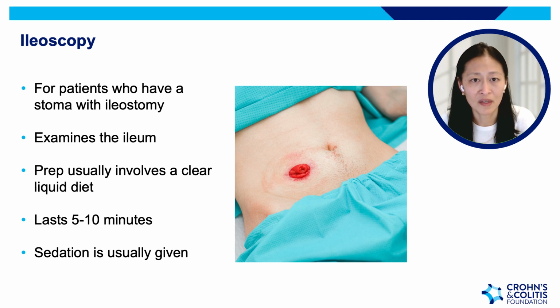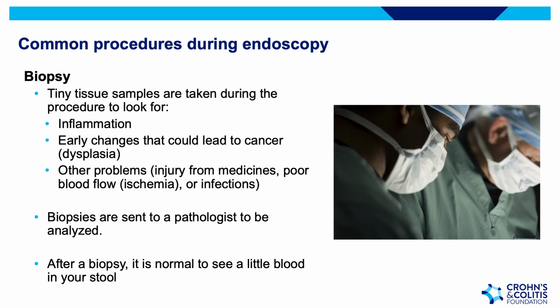An ileoscopy is for patients after surgery who have what's called an ileostomy, which is a stoma, as you can see on the right, that the tissue, when you go in, is actually the ileum. And so the ileoscopy looks at the ileum. Prep for this usually only involves just being on a clear liquid diet. The ileoscopy lasts about 5 to 10 minutes, and sedation is usually given because there can be a little bit of discomfort. So those are the 6 types of endoscopy.